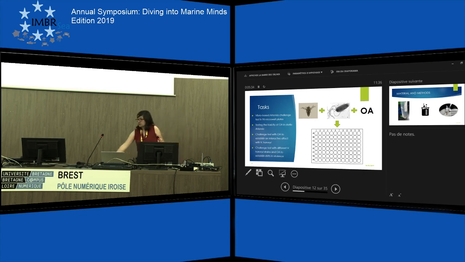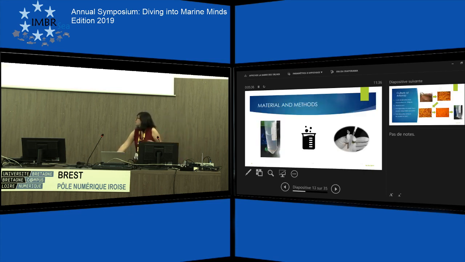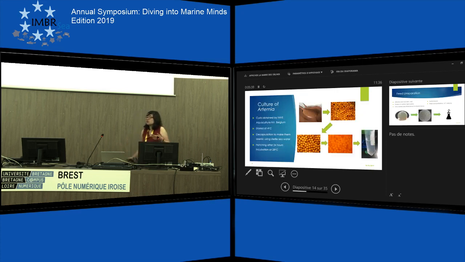So my materials and methods. First, the culture of Artemia. Artemia was obtained from INVE Aquaculture Company in Belgium. They arrive like this in the form of cysts. These are the cysts seen without hydration, these are the cysts with hydration, and these are the cysts after decapsulation. First we do decapsulation to make them sterile, and then we leave them for hatching for 24 hours at 28 degrees.